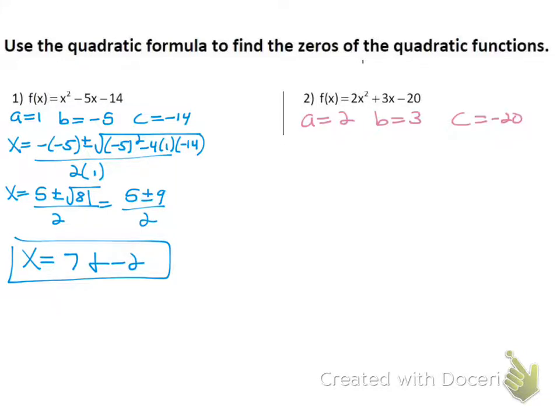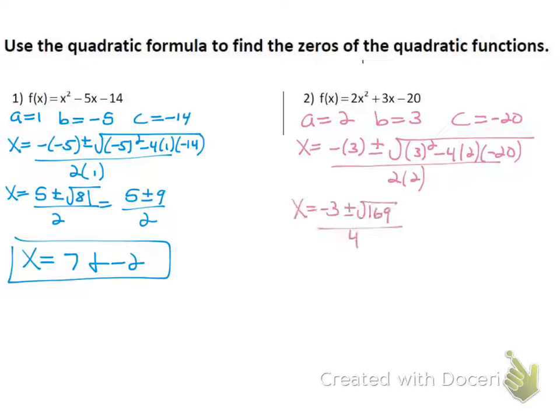First thing we need to do is list out our A, B, and C. Next, we need to substitute, again, the parentheses. I know I sound like a broken record, but I cannot stress how important those parentheses are. Once you've substituted, deal with the outside, the negative 3 and the 4, and then we're going to deal with what's underneath the radical. So the 3 squared minus 4 times 2 times negative 20 gives us 169.